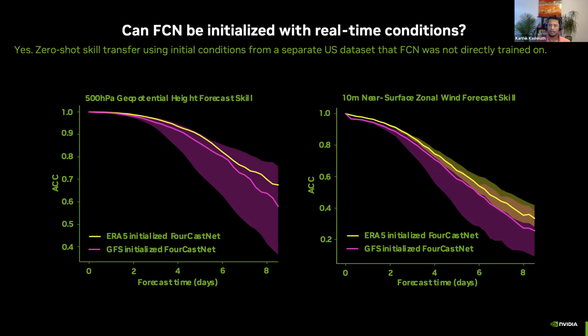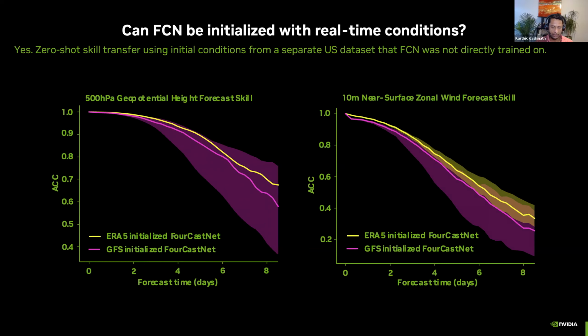So coming to the next property of the model, which is the potential to initialize this with different data sets. This is a very exciting property of machine learning models, that you can potentially have zero-shot skill transfer by initializing the model from a different data set without retraining it on that data set. So in this case, we're looking at ForecastNet initialized using GFS versus ERA5. The model was trained on ERA5, so we do expect that it's going to perform slightly better.